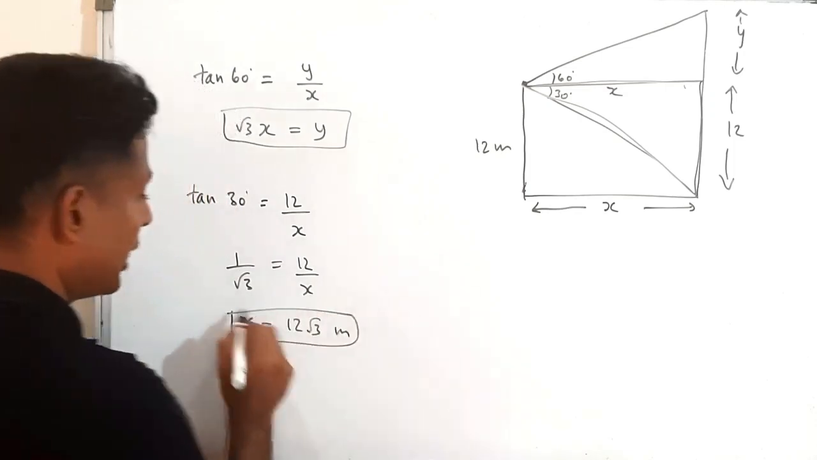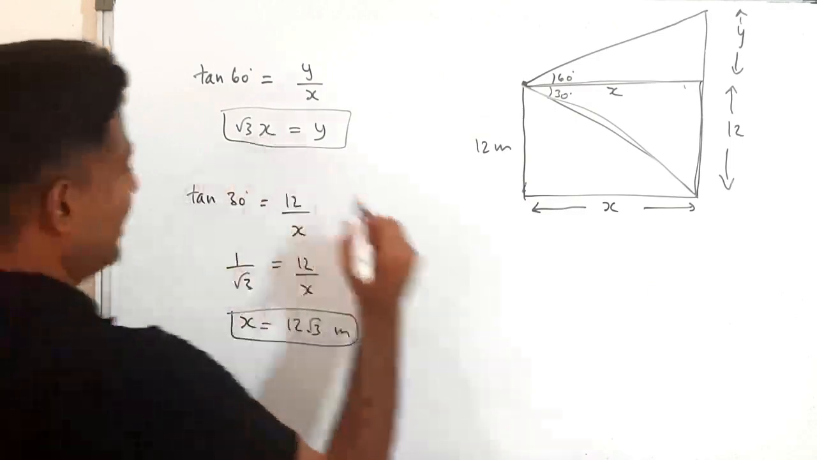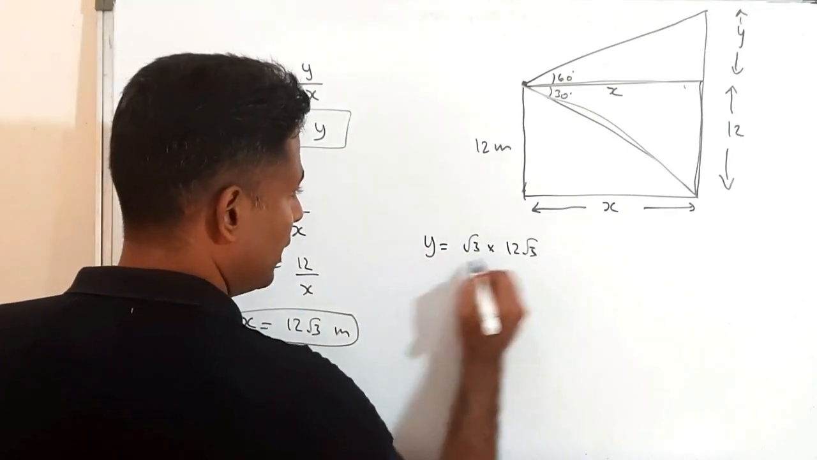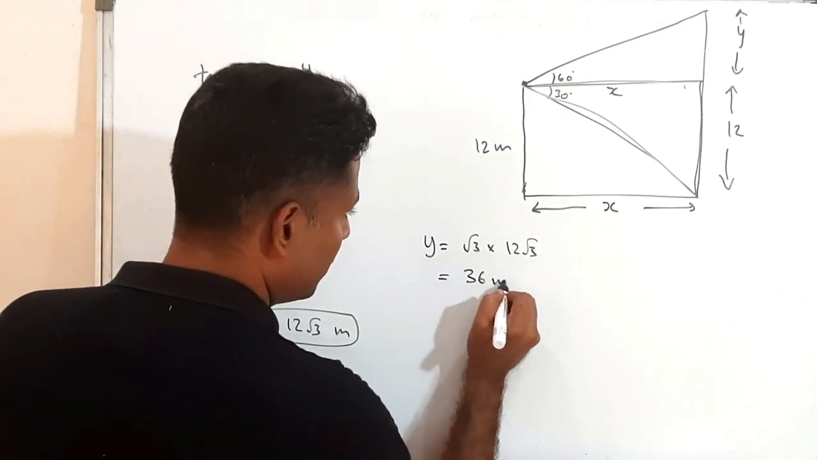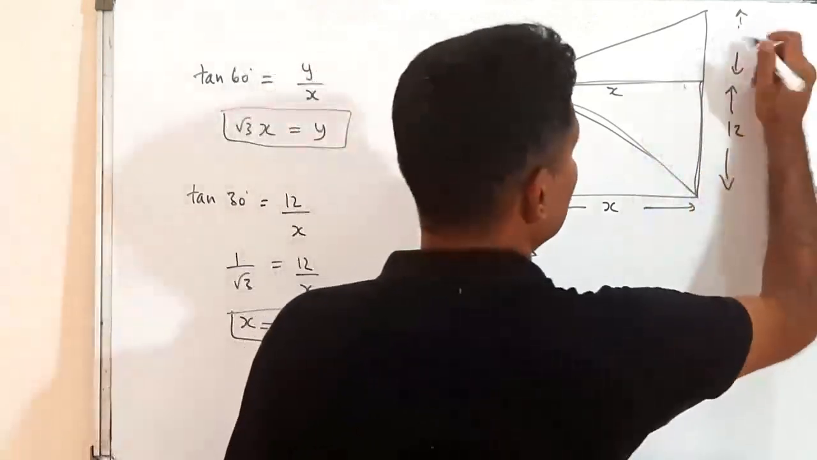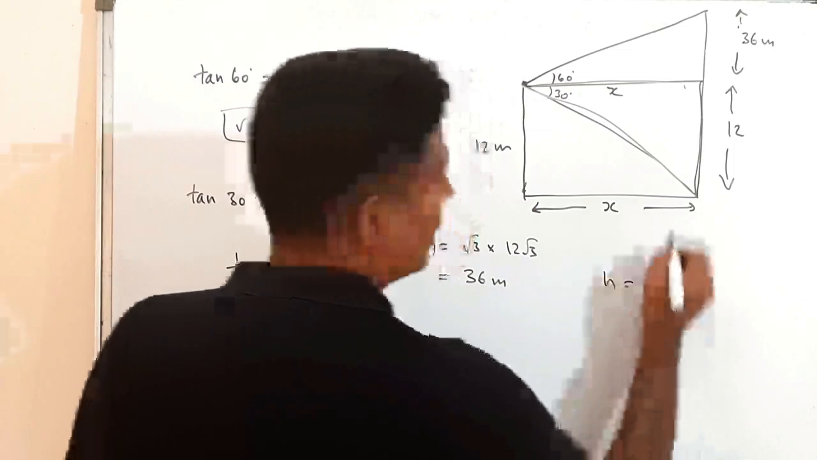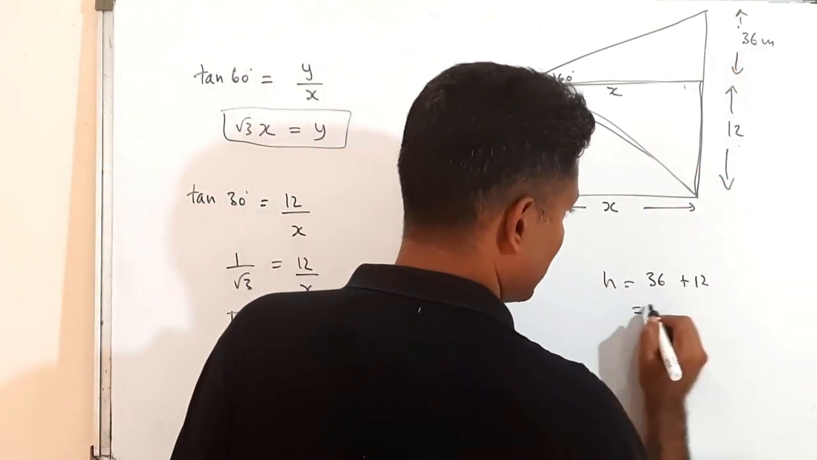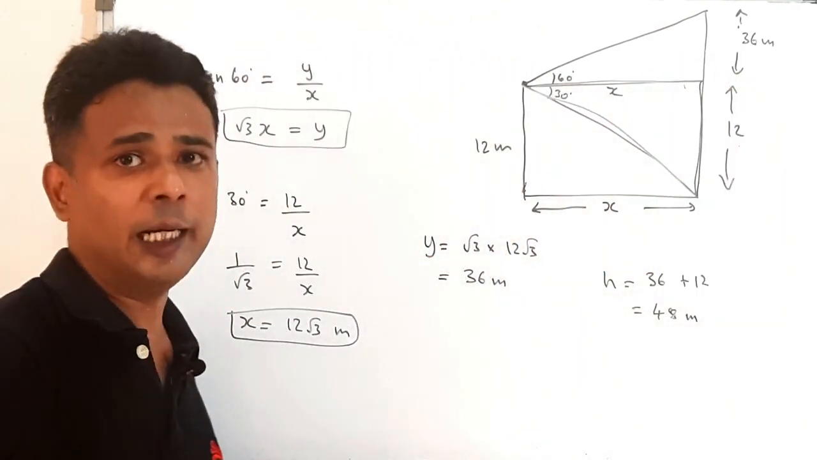So now we have found the distance between ship and cliff. Now using y equals root 3 into x, that is root 3 into 12 root 3. Root 3 into root 3 is 3, 3 into 12 is 36 meters. So this is 36 meters. But what is the height of the cliff? 36 plus 12 together, right? That is 48 meters. So the height of the cliff is 48 meters.